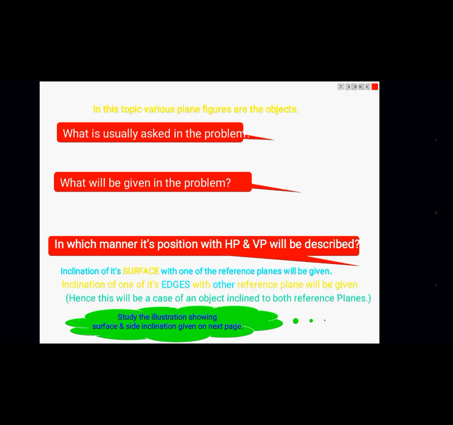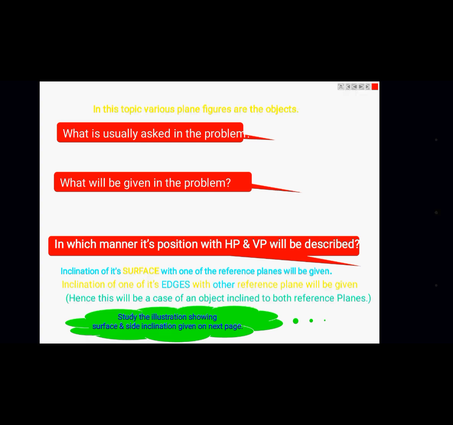Now let us come to this. There are basically 3 steps followed in the problem. If you look at all the problems, in almost 95% of them you find 3 basic steps. The first step will define either category 1 or category 2. It will be either HP resting or VP resting.